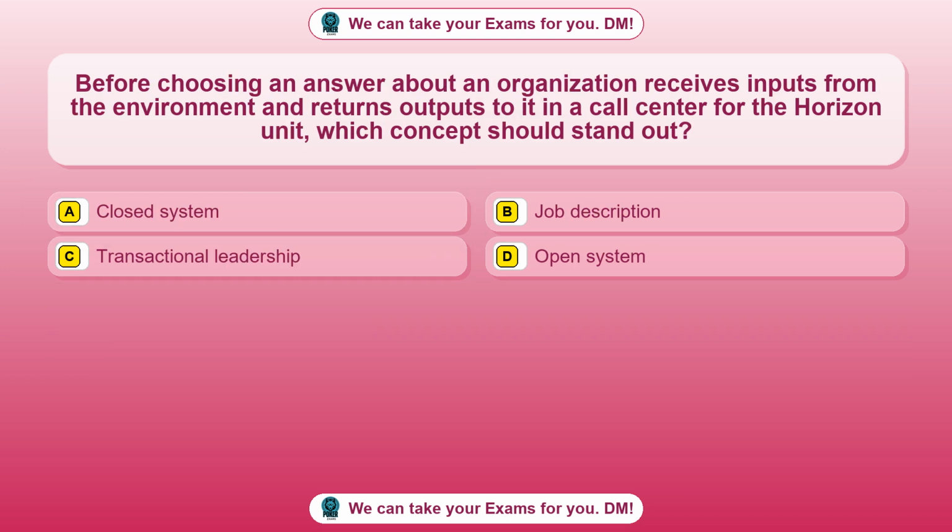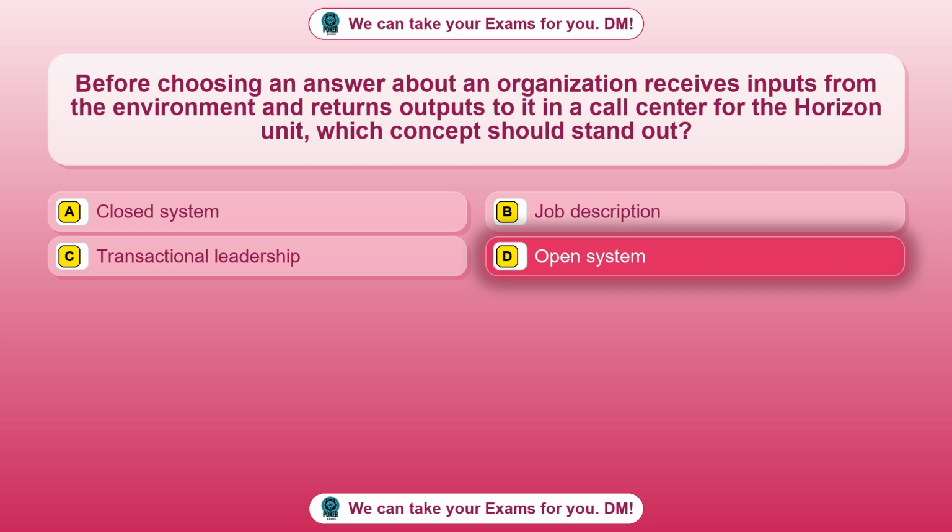Question 66. Before choosing an answer about an organization that receives inputs from the environment and returns outputs to it in a call center for the Horizon unit, which concept should stand out? Option A, closed system. Option B, job description. Option C, transactional leadership. Option D, open system. The correct answer is option D, open system.